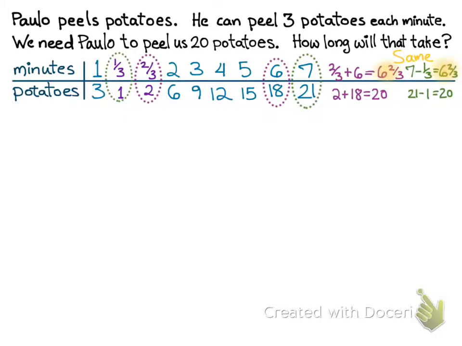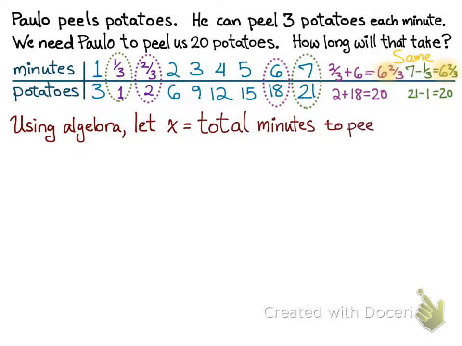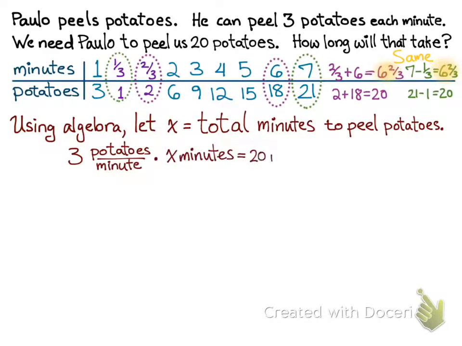So that's good. Now if I want to use algebra to solve this problem, I'm going to let x be the total number of minutes to peel potatoes. And the equation I'm going to write is 3 potatoes per minute times x minutes is 20 potatoes. This is my unit analysis equation. And you can notice that we can cancel the minutes and then get potatoes on both sides of the equation, verifying that our equation is balanced.